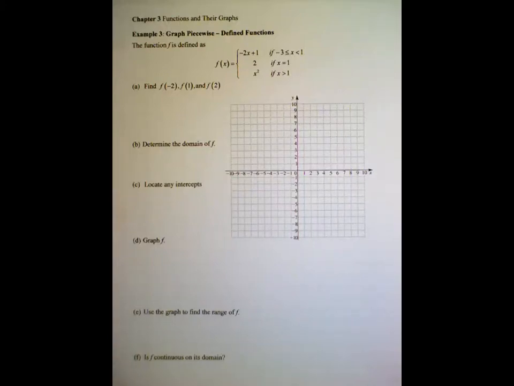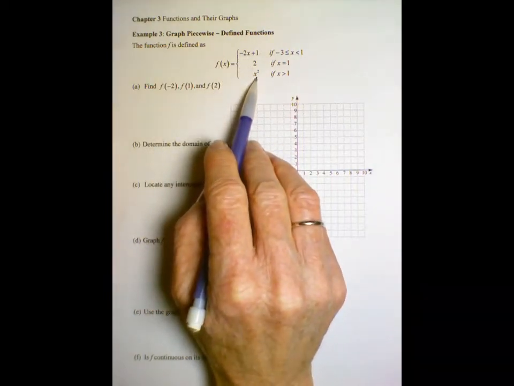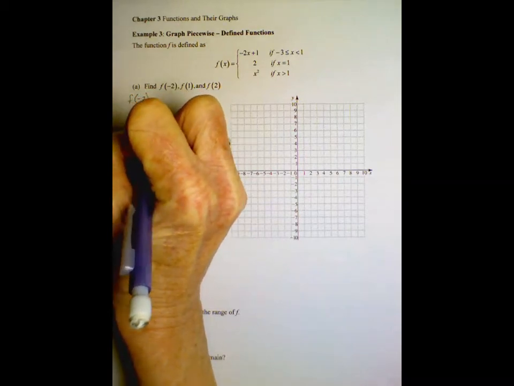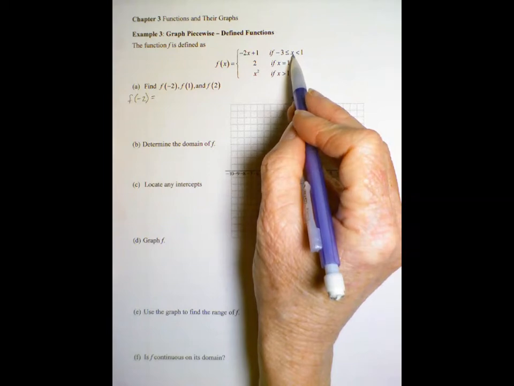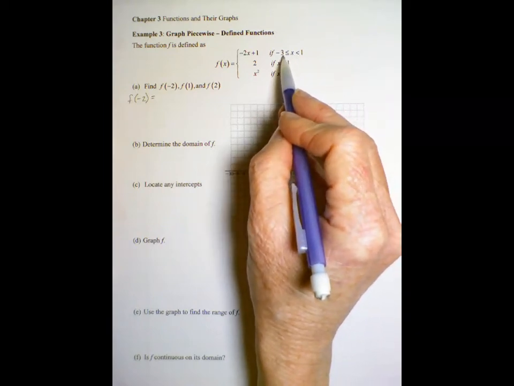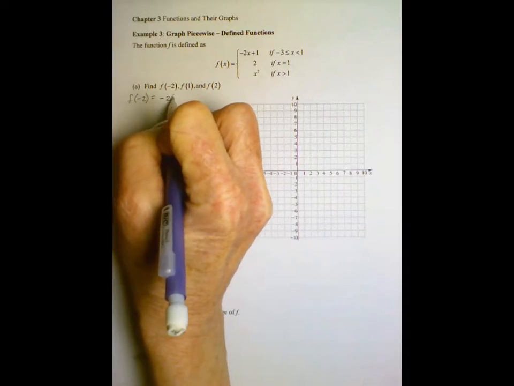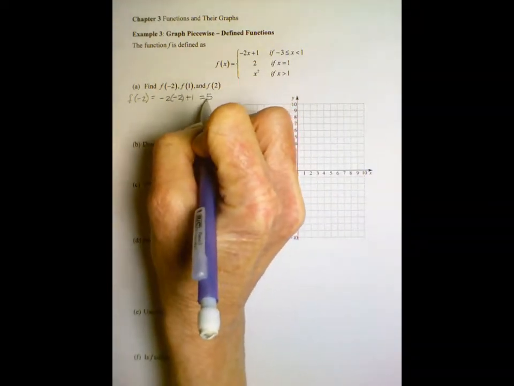We'll finish section 3.4 with our last piecewise defined function. So again, we've got a function defined in pieces. Let's find f of -2. When x is -2, what does it tell us? Which one of these intervals are we in? We would be in this one, right? Between -3 and 1. So we would say -2 times -2 plus 1. That would be 4 plus 1, or 5.